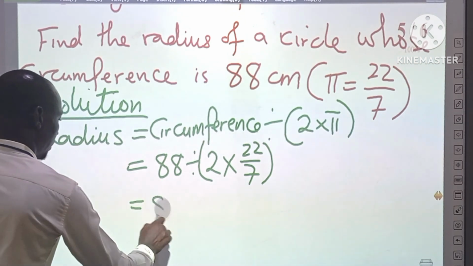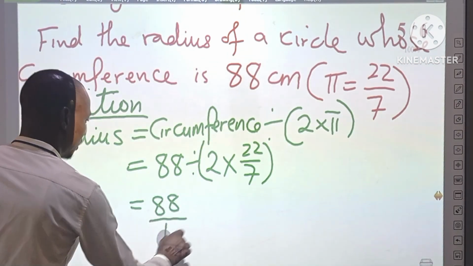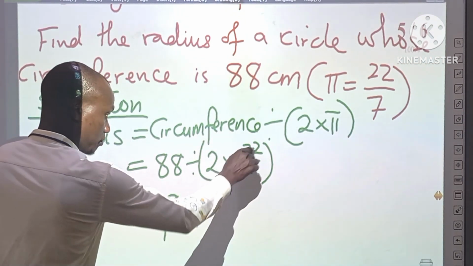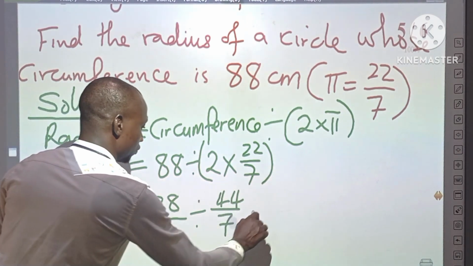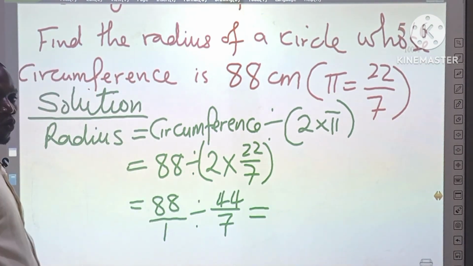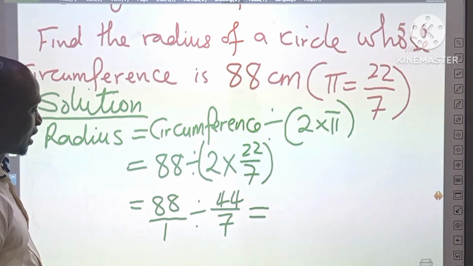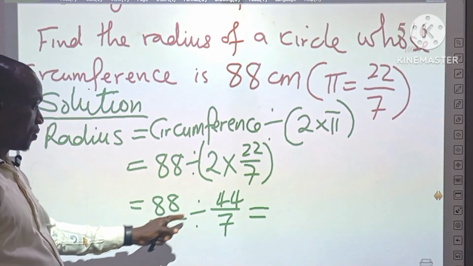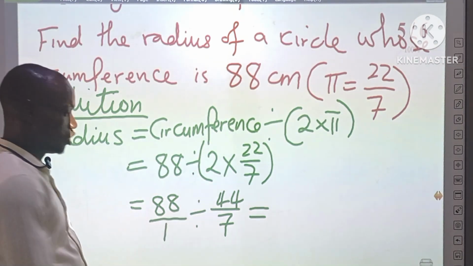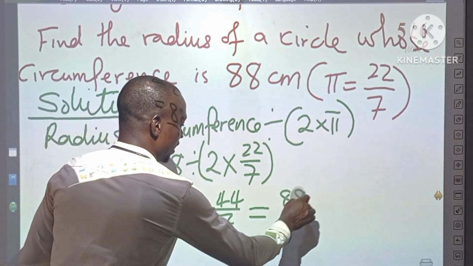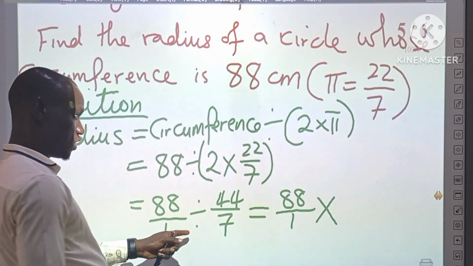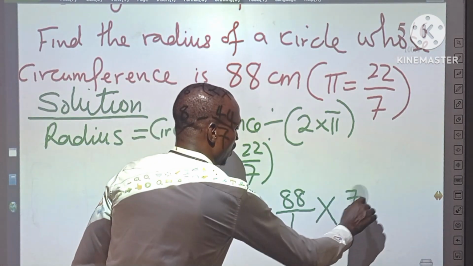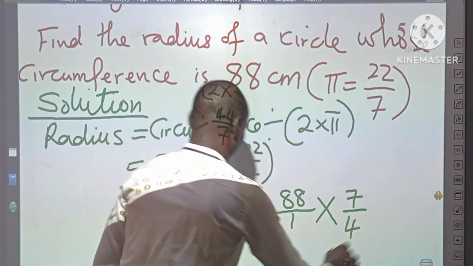This simply gives us 88/1 divided by 2 times 22/7, which gives us 44/7. Now, we apply the KCF: keep, change, and flip. So we have 88/1 times, that's the change, and flipping this gives us 7/44.